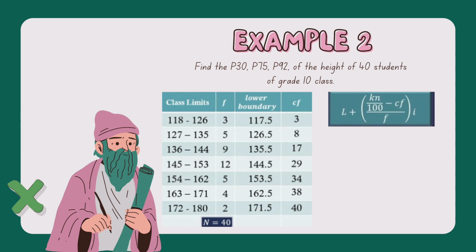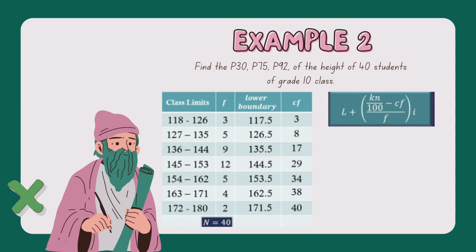Next naman natin is ang pagkuha ng lower boundary. Same lang dun sa mga nauna, minus 0.5 lang rin. So, dito tayo mag-start sa 118. Since dito tayo mag-start, pababa naman tayo. So, 118 minus 0.5 is equals to 117.5. Ganun rin sa 127 to 126.5, 136 to 135.5, 145 to 144.5, 154 to 153.5, 163 to 162.5, and 172 to 171.5.